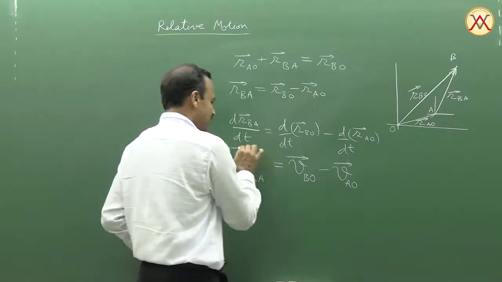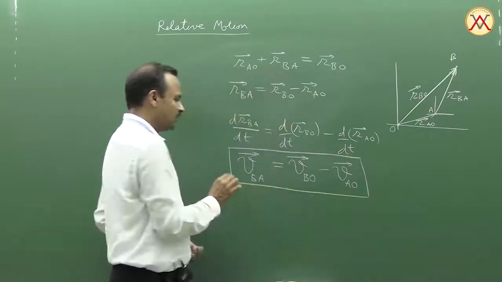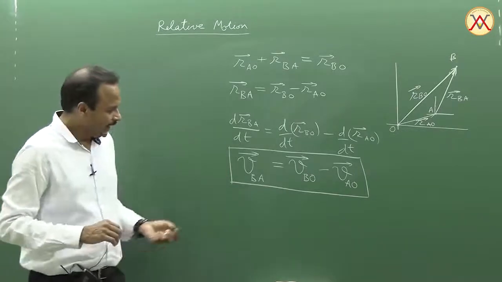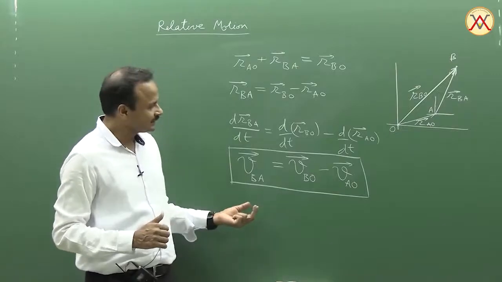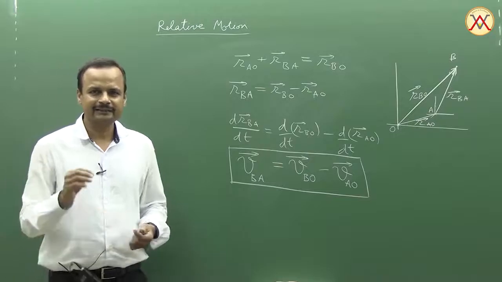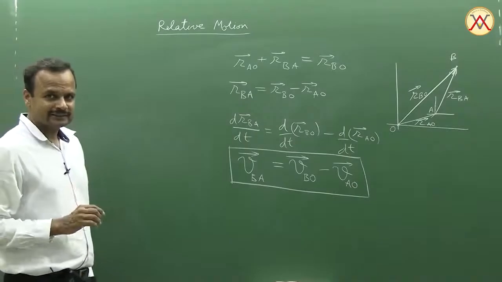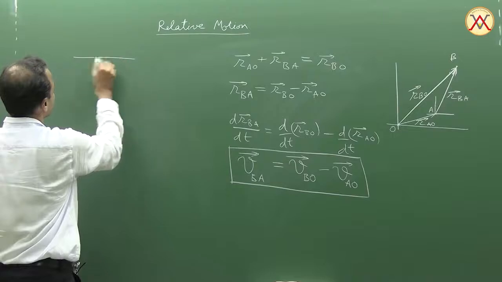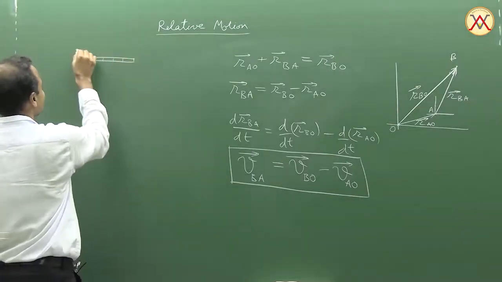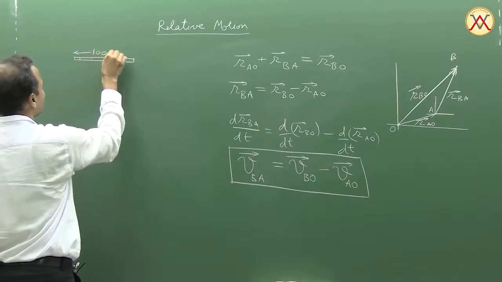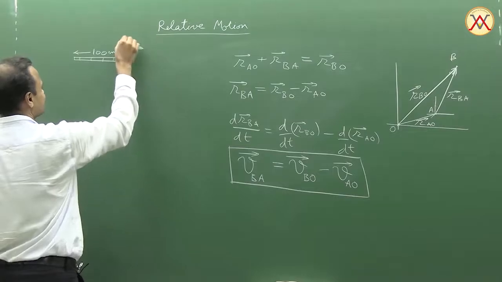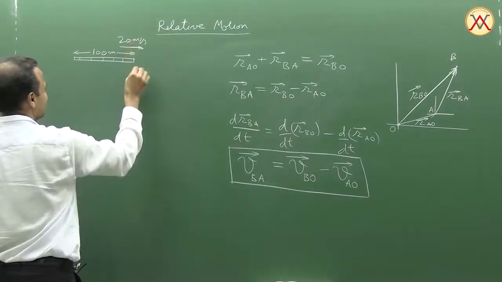Now this is the relation which we will be using very frequently while discussing relative motion. Now that we have derived this result, to give you a feel of it, let me take a simple example. Okay, let's take this simple example. We have a train here. The train has a length of 100 meters and it is traveling towards the right with a velocity of 20 meters per second.